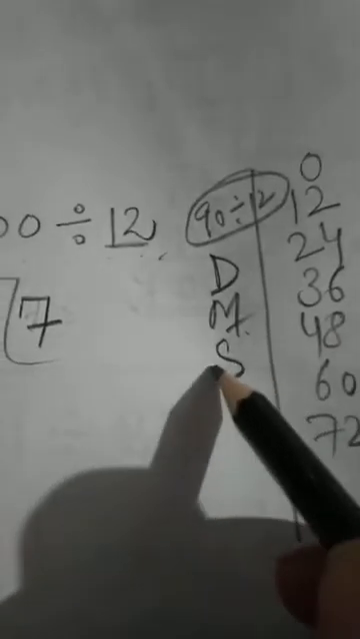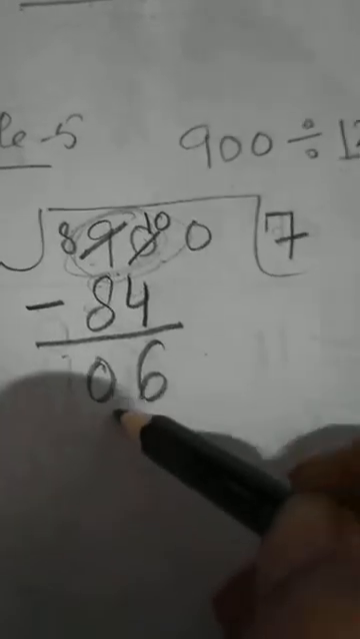12 sevens the 84. Next step is of subtraction. Now 90 minus 84, we will subtract this. 0 minus 4 is not possible, so we will make here 10 and here will be 8. 10 minus 4, 6. 8 minus 8, 0. This 0 we will ignore.